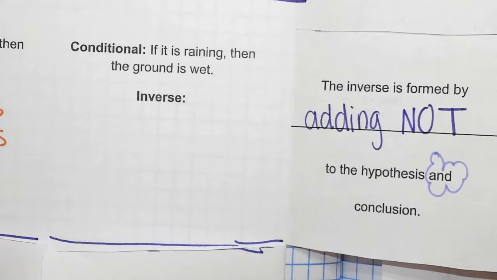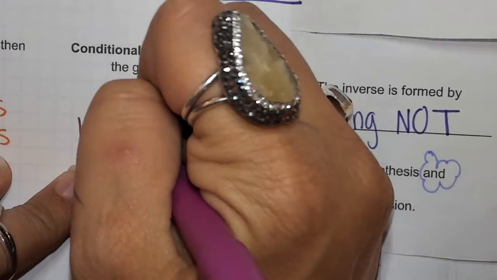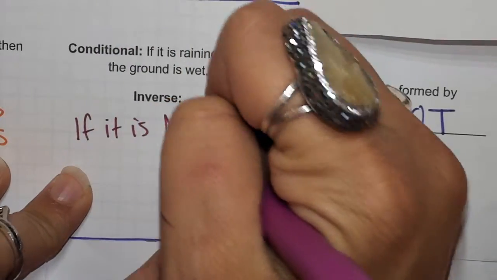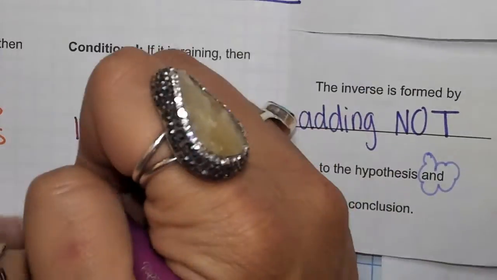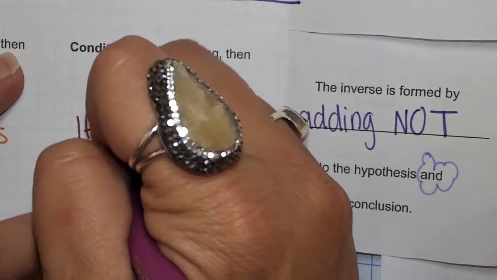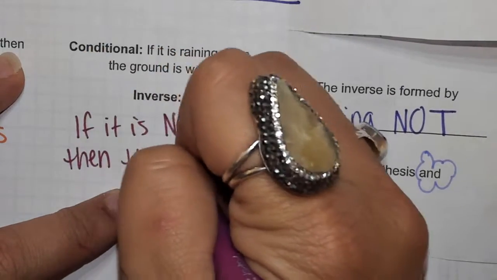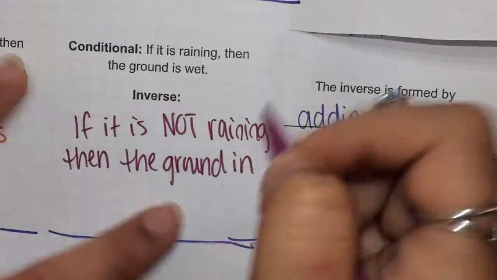So we would say, if it is not raining, then what? The ground is not wet. Is that always a true statement?